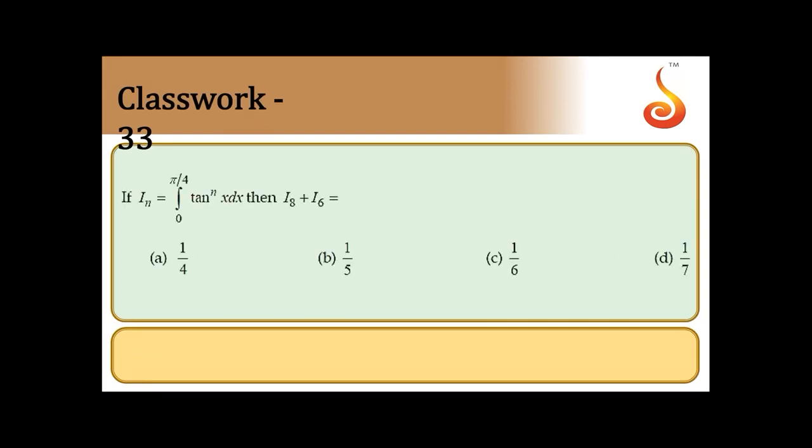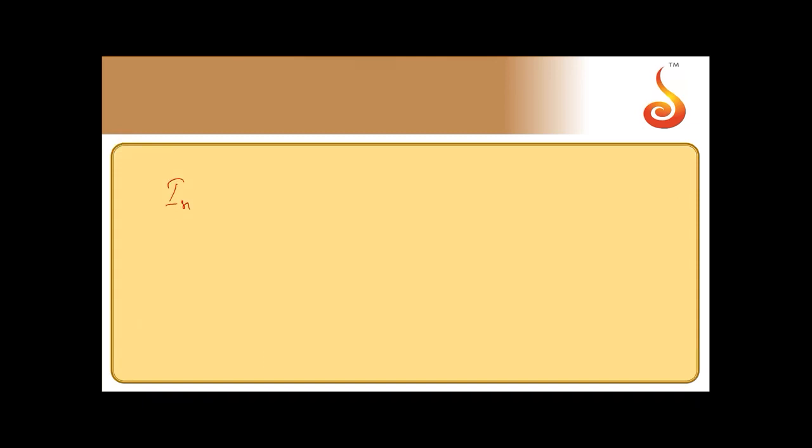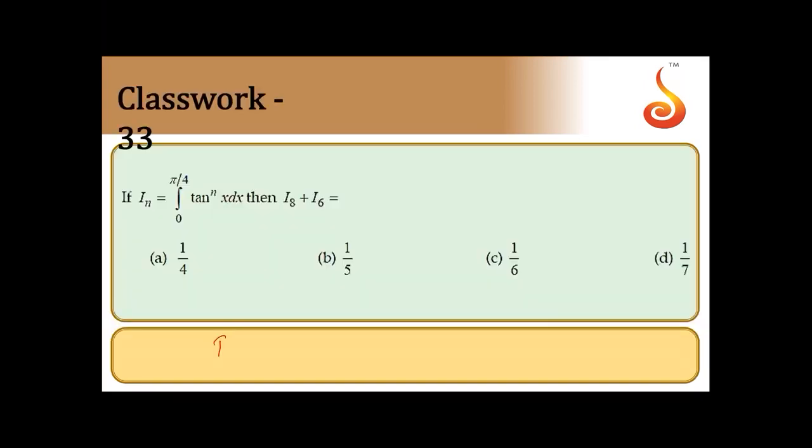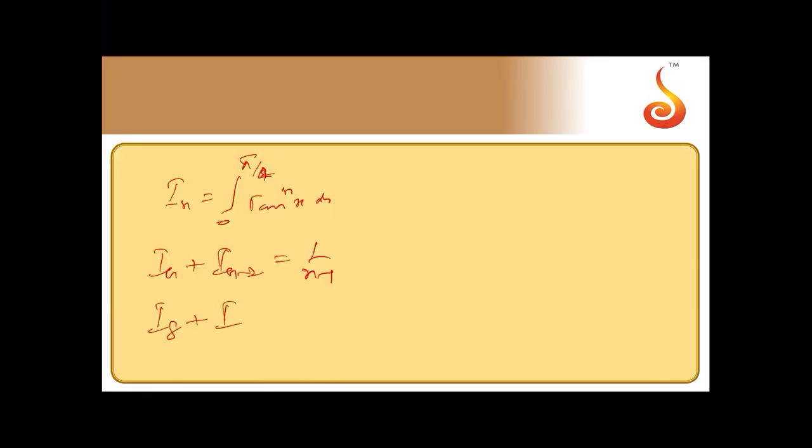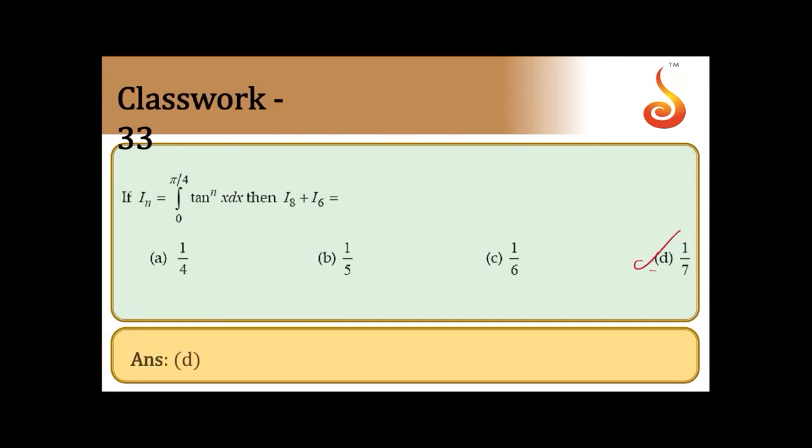Coming to the next one, 0 to pi by 4 tan power n x. Yeah, we had done already I n plus I n minus 2. Therefore, I8 plus I6. We had a concept that I n is equal to the integral from 0 to pi by 4 of tan to the power of n x dx, then I n plus I n minus 2 is equal to 1 by n minus 1. So we need I8 plus I6. That means n is equal to 8. So the answer is equal to 1 by 7. So 1 by 7 is the answer, D.